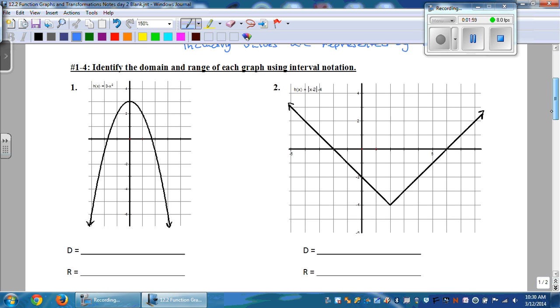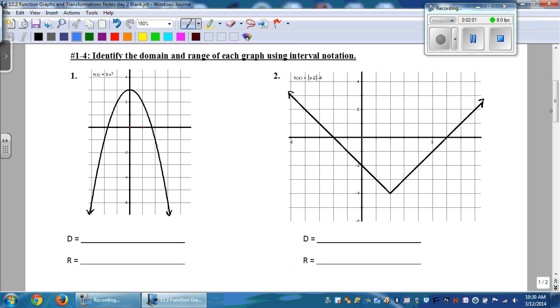All right. In numbers 1 through 4 here, our goal is to identify the domain and range of each graph and use interval notation. So we don't even have to do any transformations or anything like that. They're giving us this function right here, h of x equals 3 minus x squared, okay? And that's the graph for it, and we're trying to find the domain and range. Well, the domain is the set of all x's. So x's go this way to the left, and x's go this way to the right.